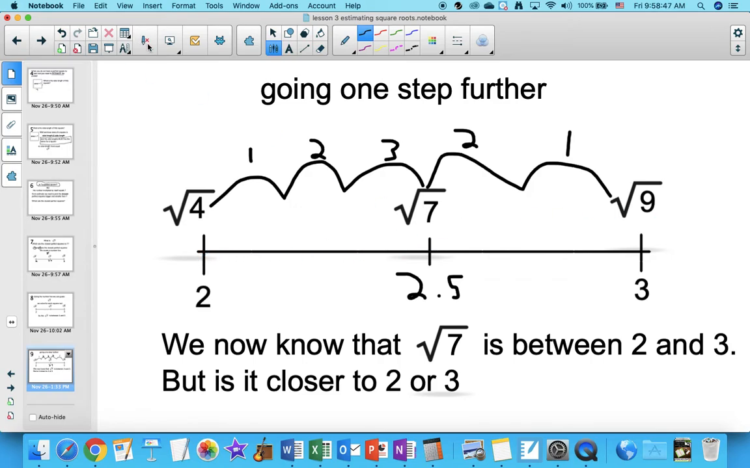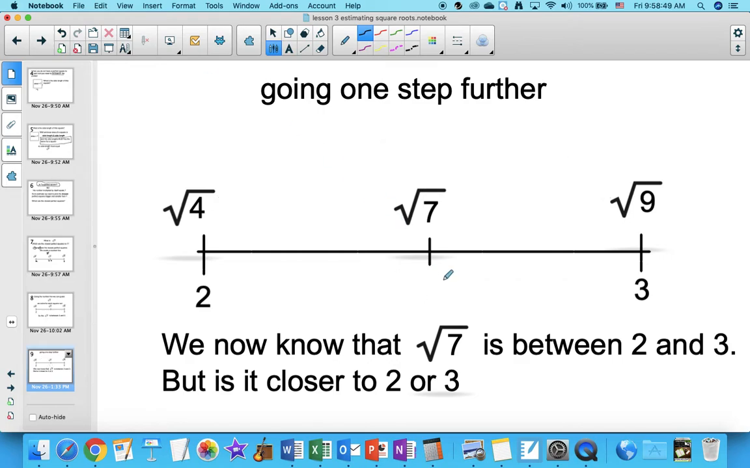So we can't say 2.5, right? It's a little bit closer. So I'm going to say 2.6. I'm going to say 2.6 because it's a little bit closer to the 9. Maybe even 2.7.